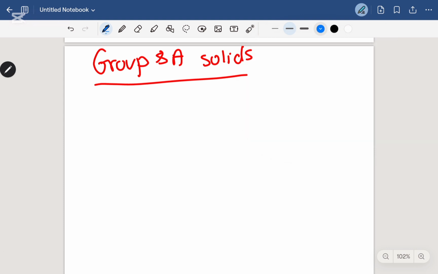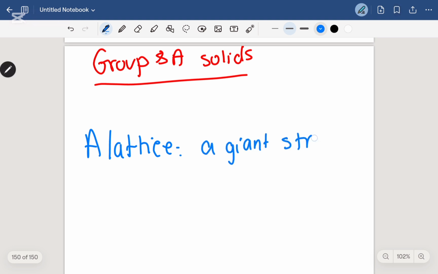I've discussed the definition of a lattice before, so I'm just going to write it quickly. A lattice is what? Okay, I will tell you a long version and then I will try to simplify it. A lattice is a giant structure that repeats itself in all directions, and all forces are the same in all directions, holding the structure together. So very simply, we can say a lattice is a giant structure. Okay?